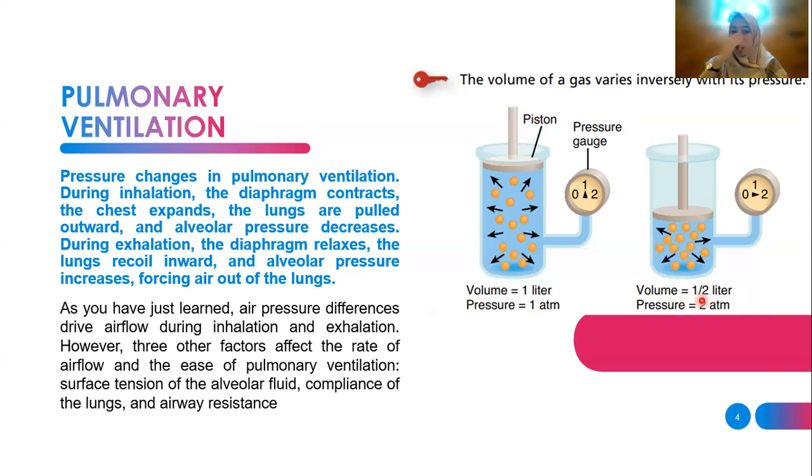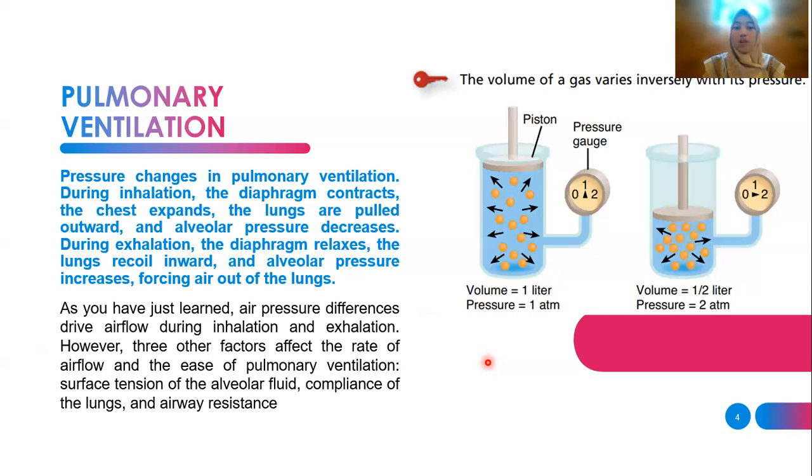So, pressure change in pulmonary ventilation: during inhalation, the diaphragm contracts, the chest expands, the lungs are pulled outward, and alveolar pressure decreases. During exhalation, the diaphragm relaxes, the lungs recoil inward, and alveolar pressure increases, forcing air out of the lungs. As you have just learned, air pressure differences drive airflow during inhalation and exhalation.